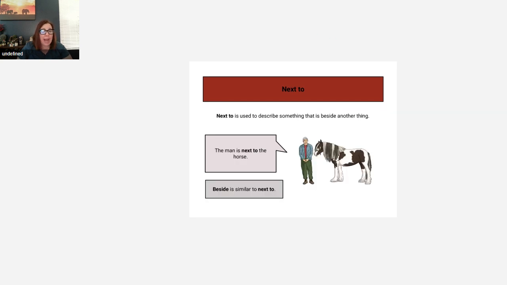All right, next to. This is used to describe something that is beside another thing. So look at that horse. It's next to the man. The man is next to the horse. So beside is similar to next to. So you can either use next to or beside. They are synonyms. So next to me, I can't really see it in the camera, is another chair. Next to me is my phone. Beside my head is my phone.